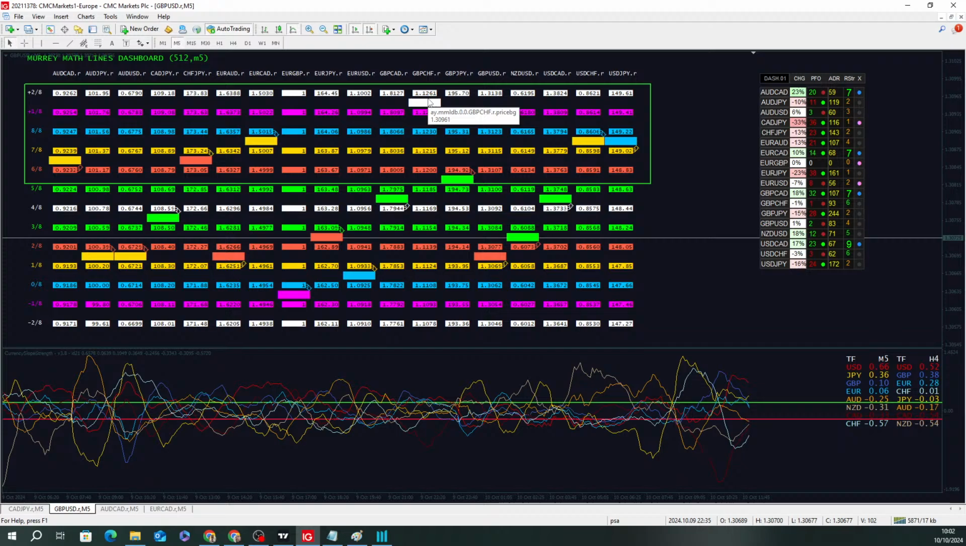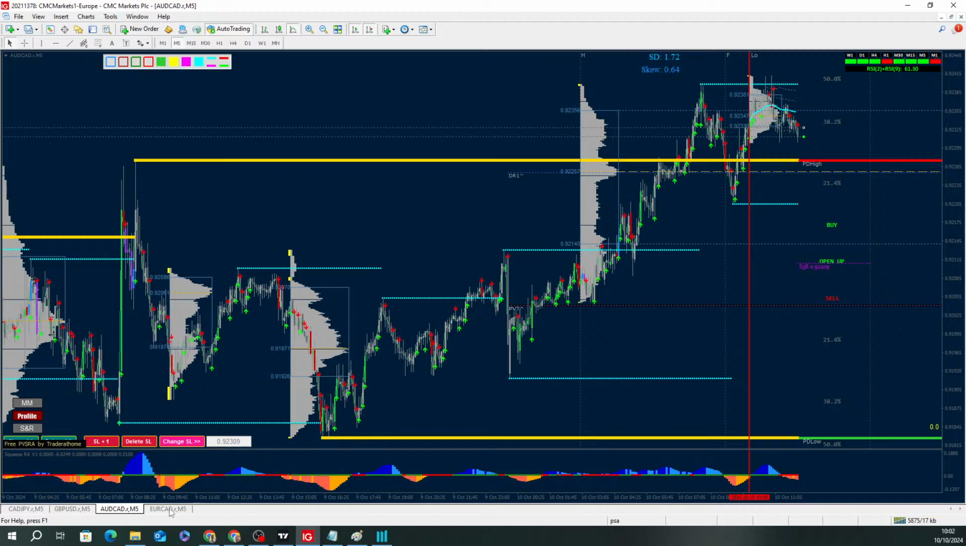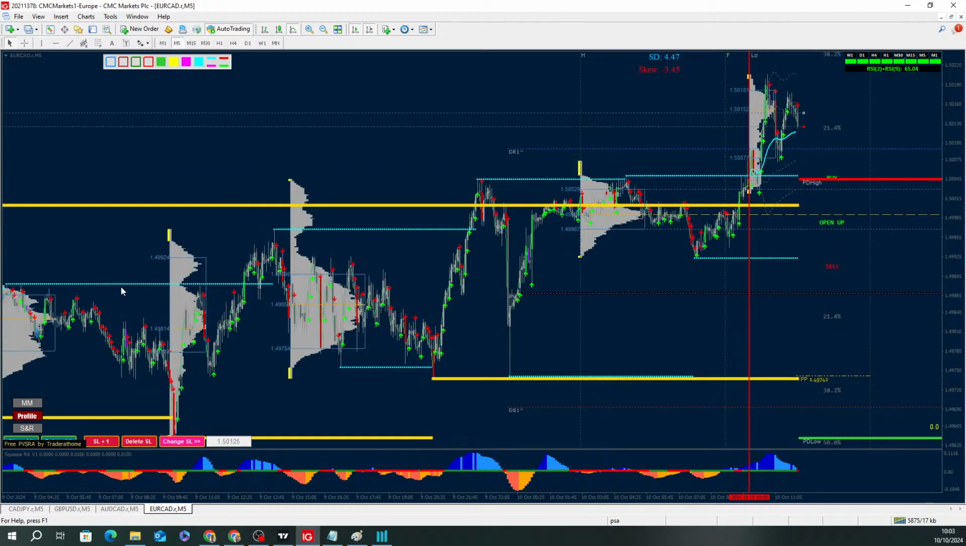The next one in the premium zone is the pound Swiss. There's nothing, we skip that. Pound yen, we skip the pound yen. Dollar Swiss, we skip the dollar Swiss. The dollar yen, we skip the dollar yen. So technically, we have the Aussie card and the Euro card to trade this morning. So let's analyze using the worksheet.